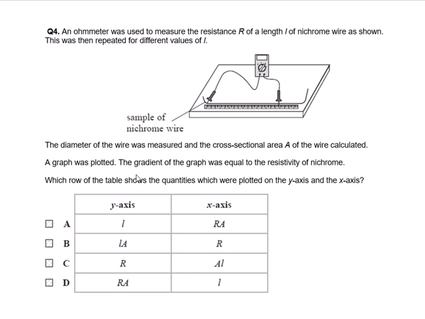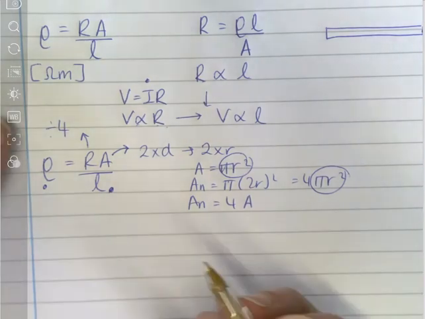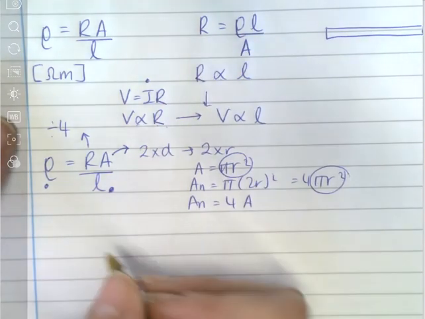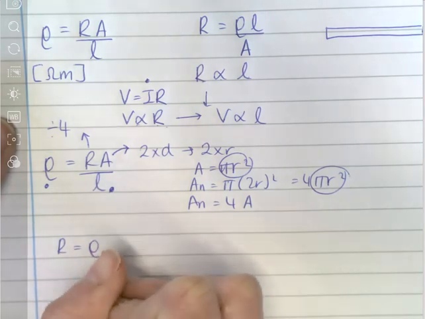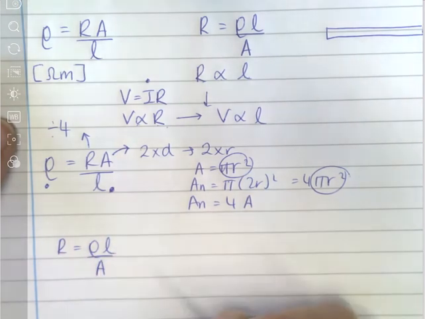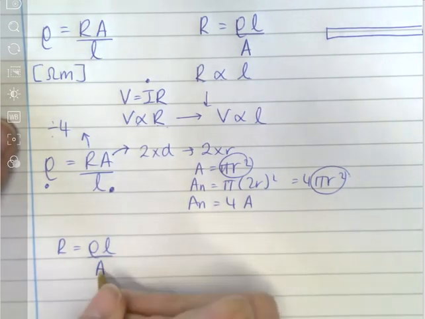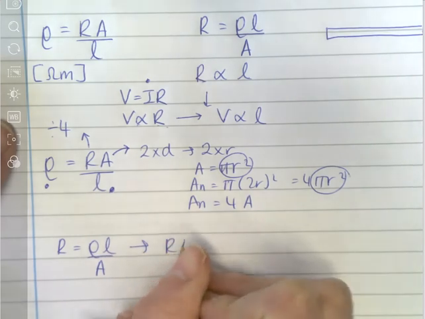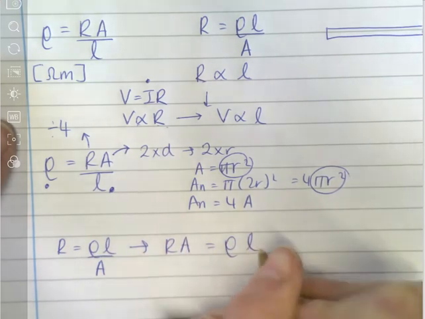Okie doke, so they're doing the experiment here, and they want to find a graph that has a gradient equal to resistivity. So what must be plotted on the y and x axes of that graph? If the gradient is going to be resistivity, I'm going to use this equation here. R equals rho L over A, but I'm going to move A up. So I'm going to write resistance times area equals resistivity times length.